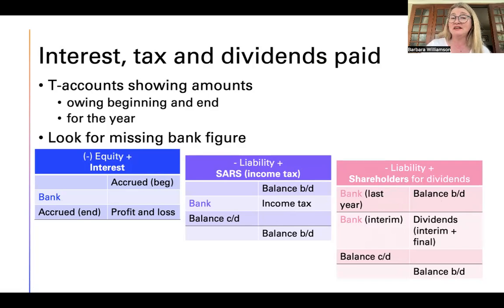If they happen to tell you what the interim dividend actually was, then you can take a little shortcut, because then, as you can see over here, you just need to use what was the balance owing at the beginning, because that was the amount that was paid off, and the amount of the interim, and you just add those two together, and that gives you your dividends paid.